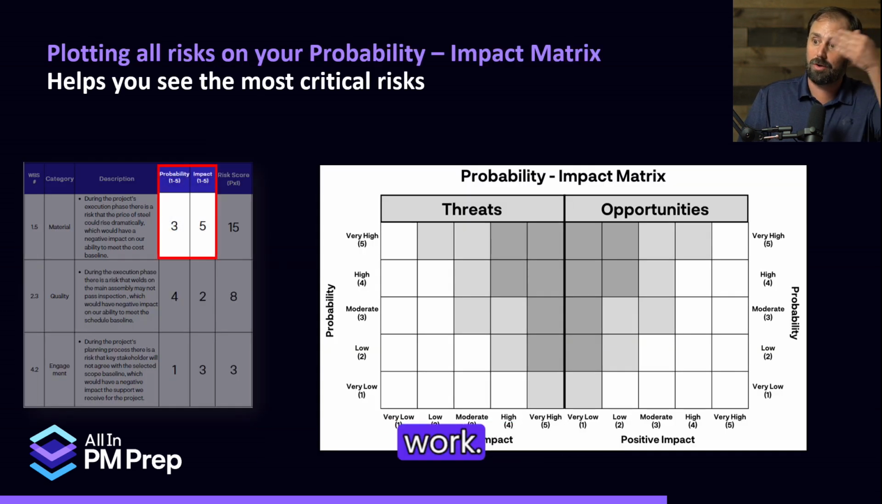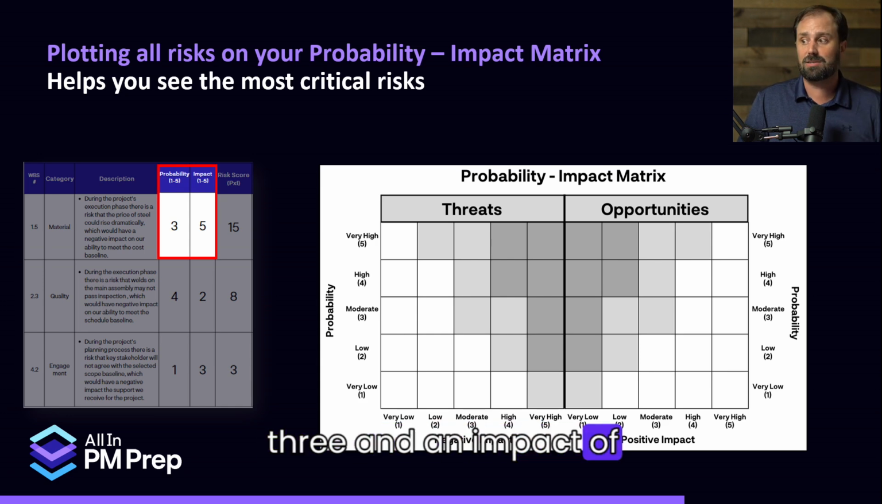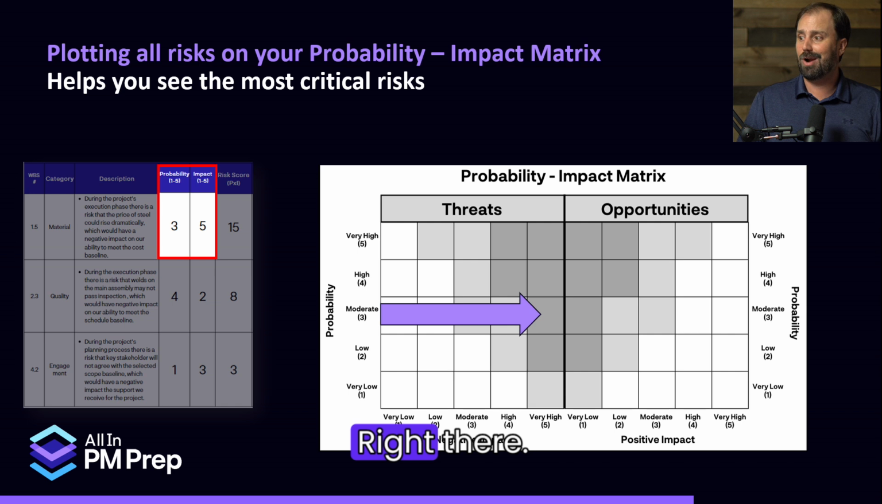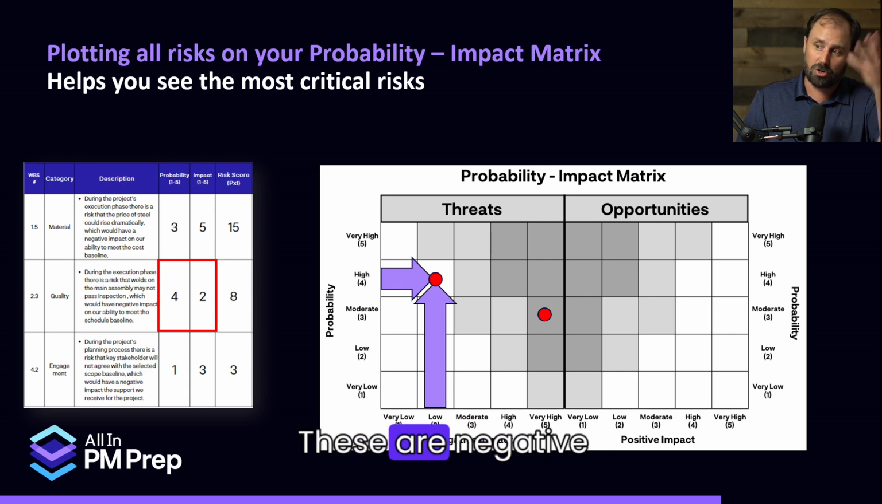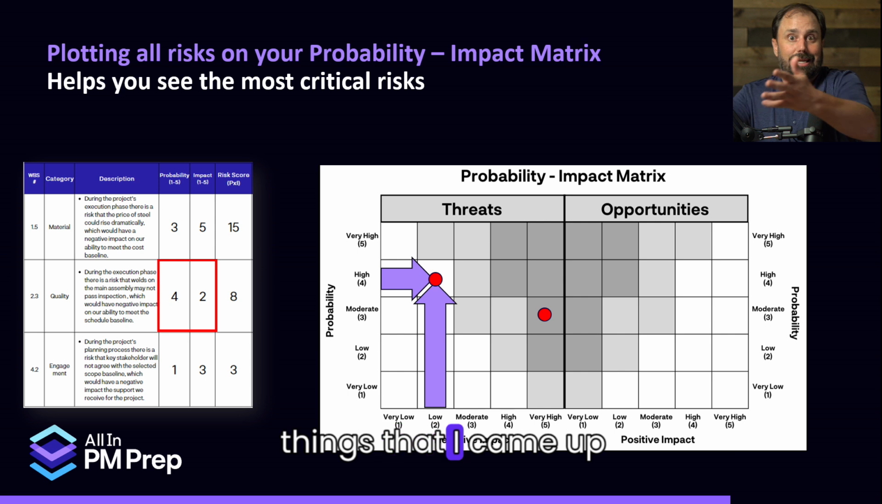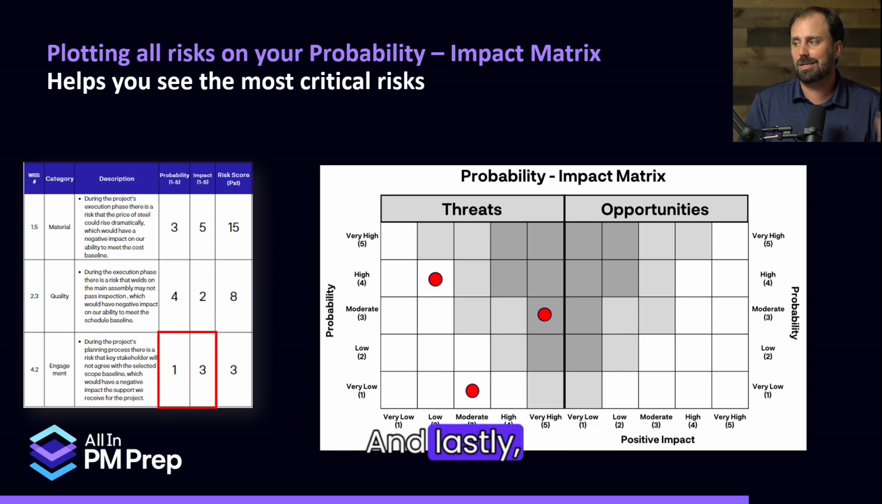And here's how it would work for our first little material risk. We had a probability of 3 and an impact of 5. Where do we put it on the chart? Right there. Probability 3, impact 5. Throw a little dot right there. As we go down, these are negative things. We didn't have any good things that I came up with. We have a 4 and a 2, so we put that little dot there. And lastly, 1 and 3.